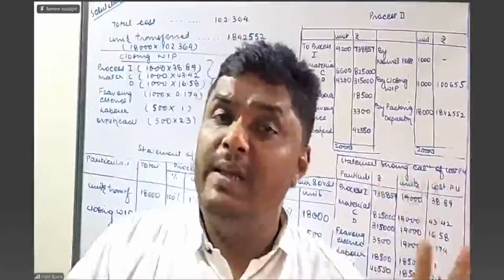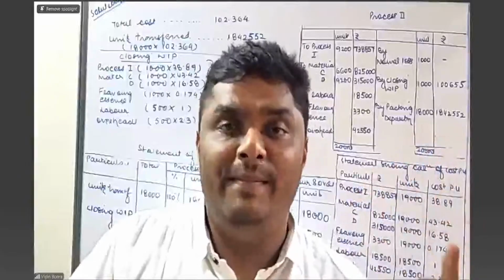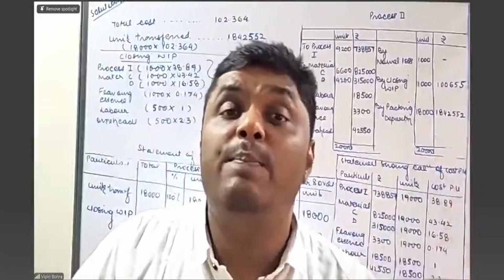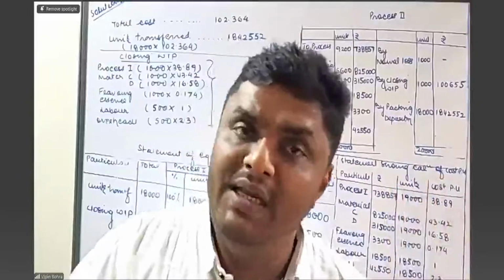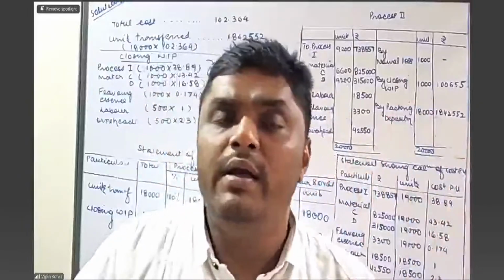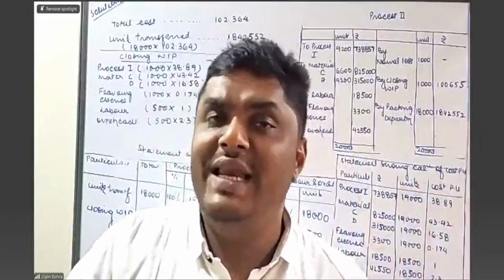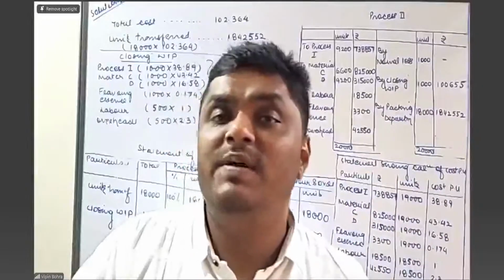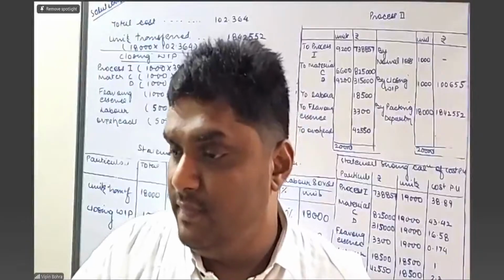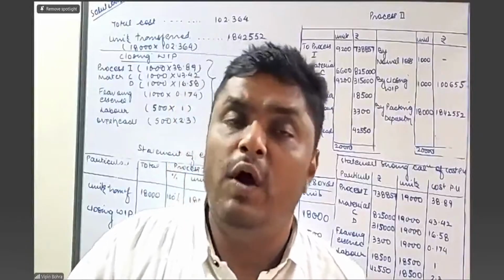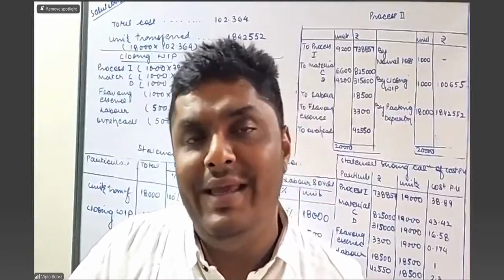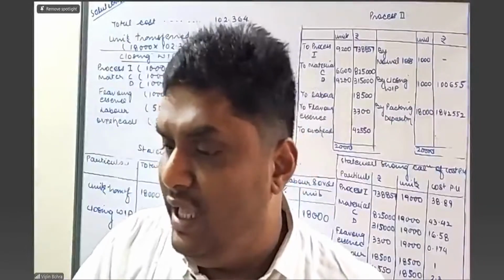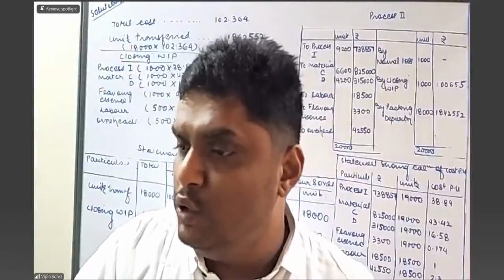Now, third point, very important point, abnormal gain. If abnormal gain is there in the question, we will assume that it is 100% processed. Be it material, be it labor, be it overhead. Even if the question is silent, we have to assume that abnormal gain units are 100% processed. So this is about abnormal loss, abnormal gain, and normal loss treatment in statement of equivalent production. I hope your query is resolved, Mr. Murthy.